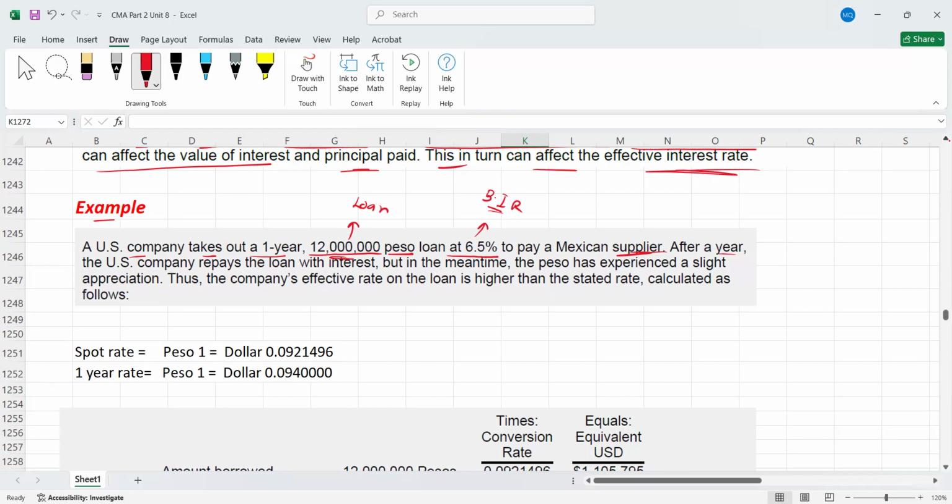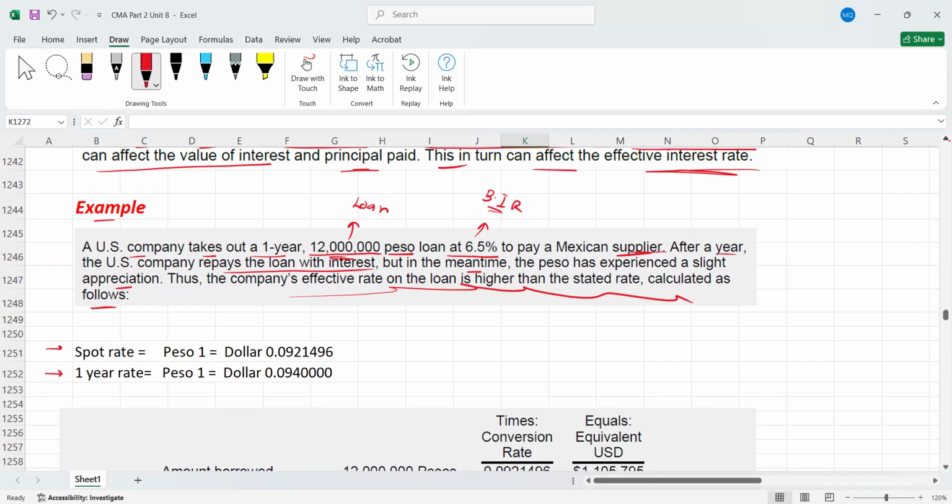After a year, the US company repays the loan with interest. And now, guys, what is the information they're giving? In the meantime, the peso has experienced a slight appreciation. So the peso actually got strengthened. This is just normal information; what we need is the exchange rate. What is the exchange rate at the time when we took the loan, and what was the exchange rate when we repaid the loan with interest?